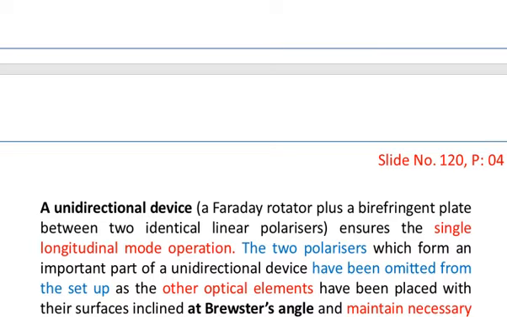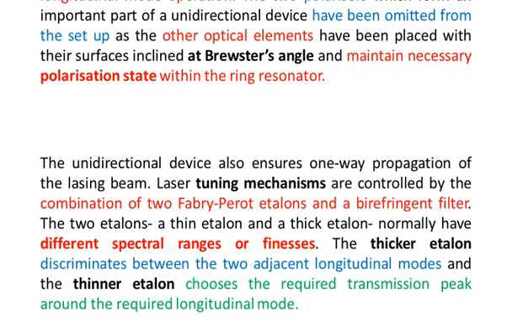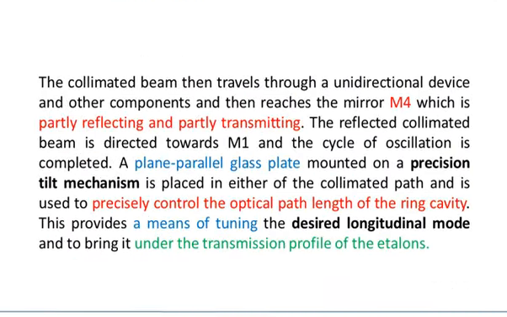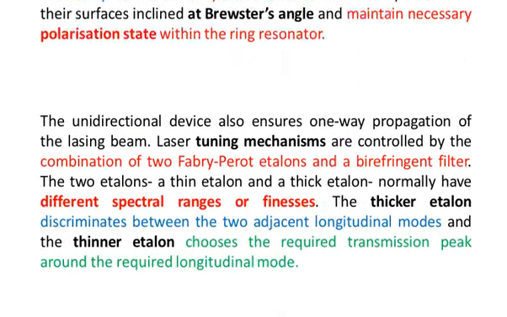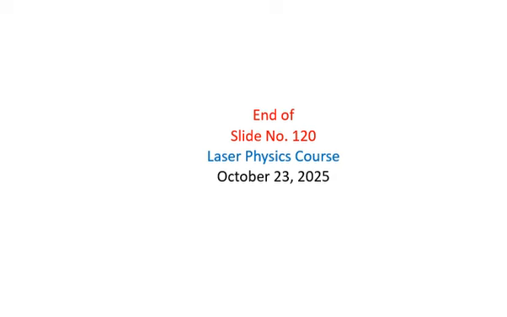So I think that the explanation given is adequate. But if you want a detailed discussion, for example to understand the function of the unidirectional device, the functions of the etalons and the function of the birefringent material, I would suggest you have a look at the last two slides, that is slide number 118 and slide number 119. So this is the end of slide number 120.